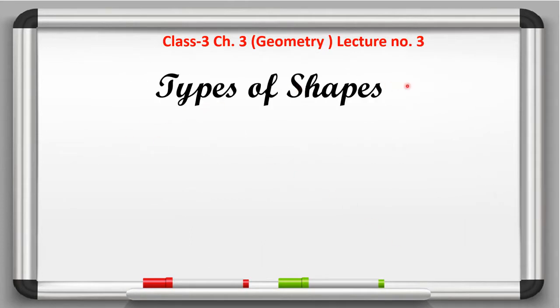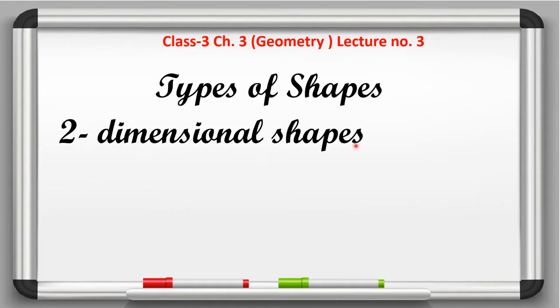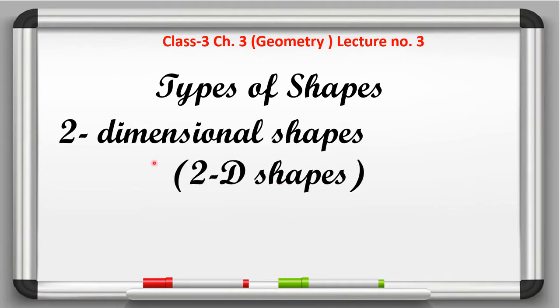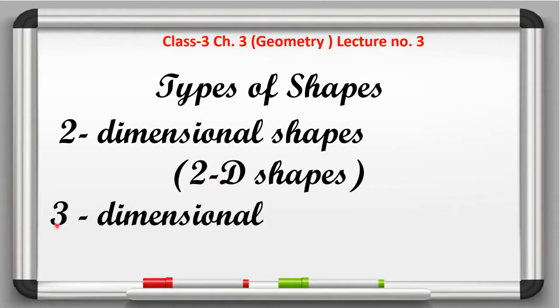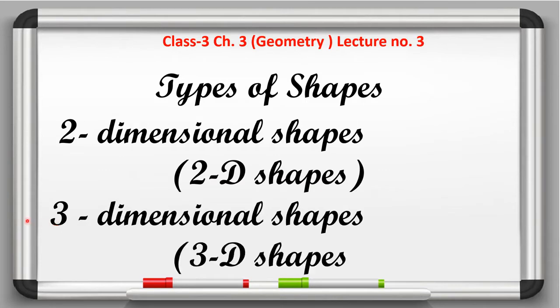Types of shapes. Number one is two-dimensional shapes. Its short form is, beta, 2D shapes. What do we call two-dimensional shapes? 2D shapes. Okay, and the second is three-dimensional shapes. And what do we call three-dimensional shapes, beta? 3D shapes. Okay, two dimensional means 2D shapes and three dimensional means 3D shapes.